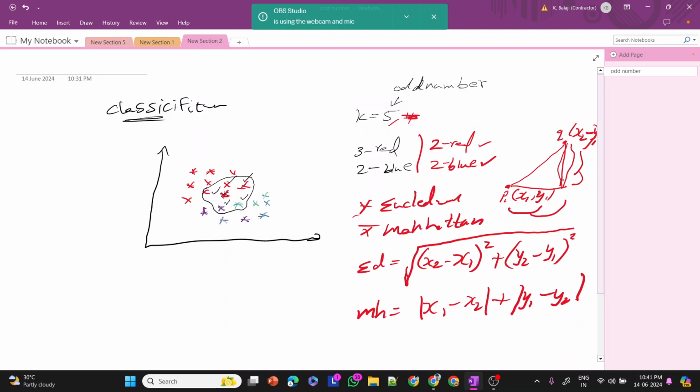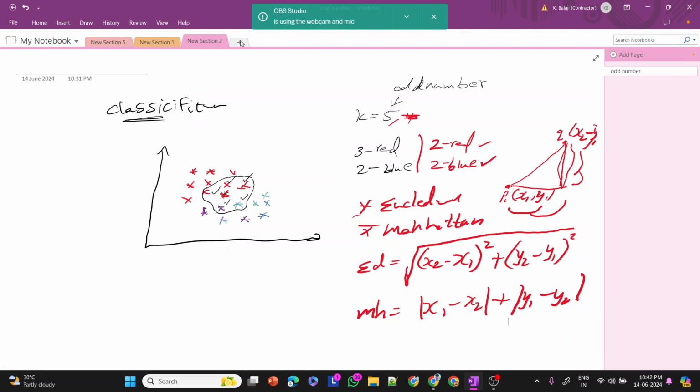By this only, the distance between 2 points is calculated. Like this only, this KNN algorithm will predict whether this new point belongs to this category or this category. Like this, the classification problem was done.